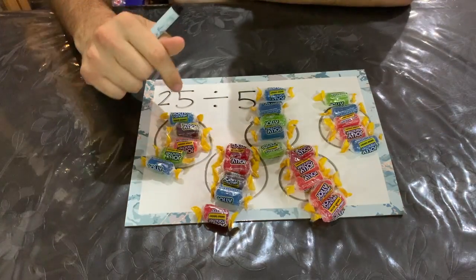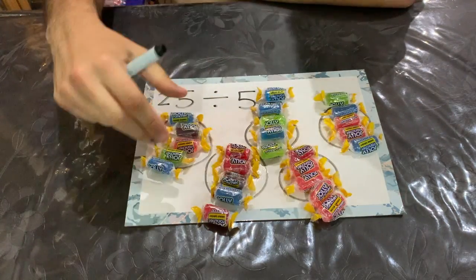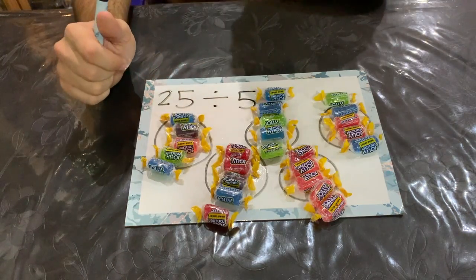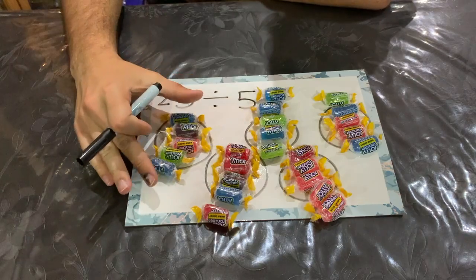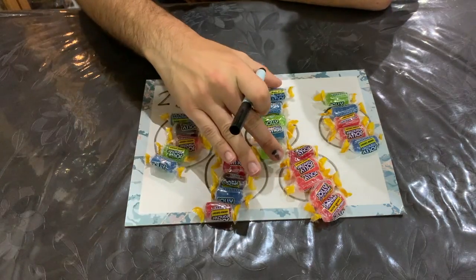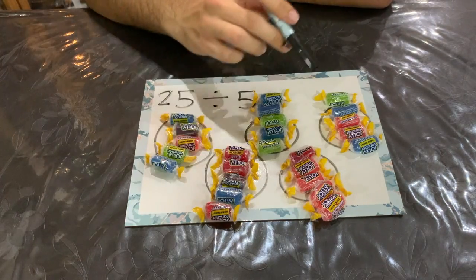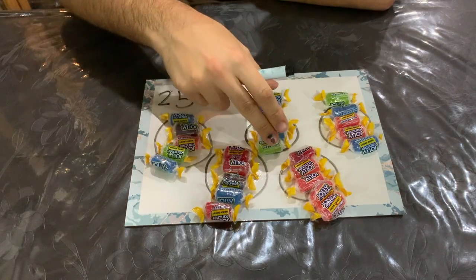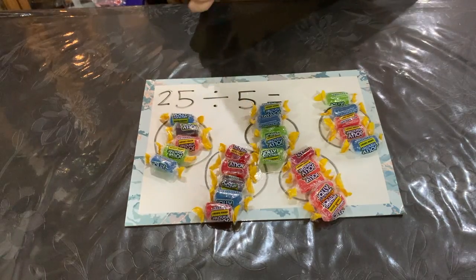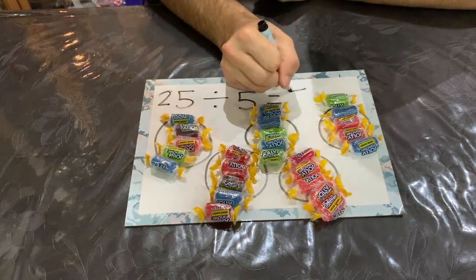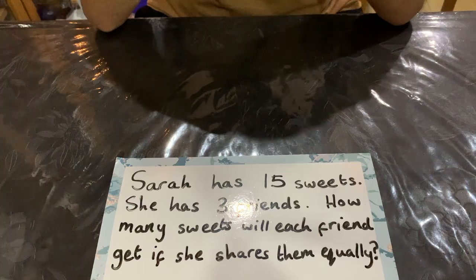So each of my groups has 5, 1, 2, 3, 4, 5 sweets in them, which means I've shared it equally. So I've got 5, 5, 5, 5, and 5. Remember to check that it's the same in each one so that you know you've shared it equally. So I know that 25 divided into 5 groups is 5, because there's 5 in each group.